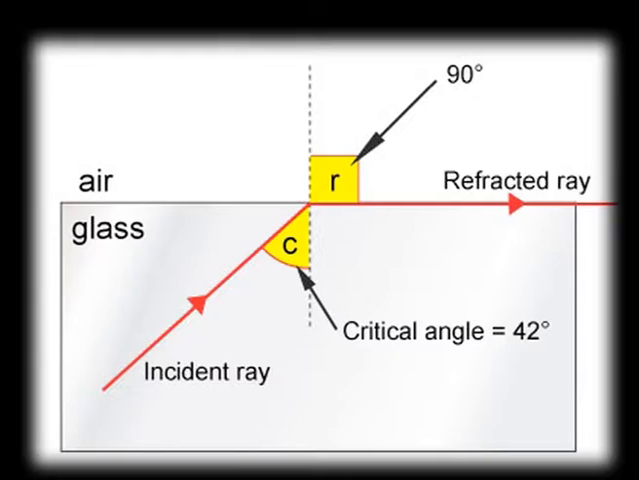Now if we go a notch up, that is, higher than the critical angle, then the ray will be totally internally reflected.